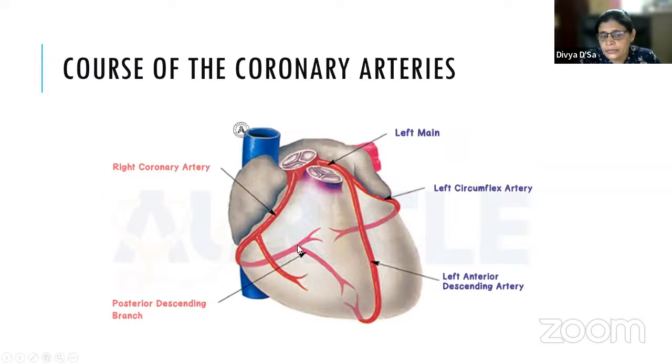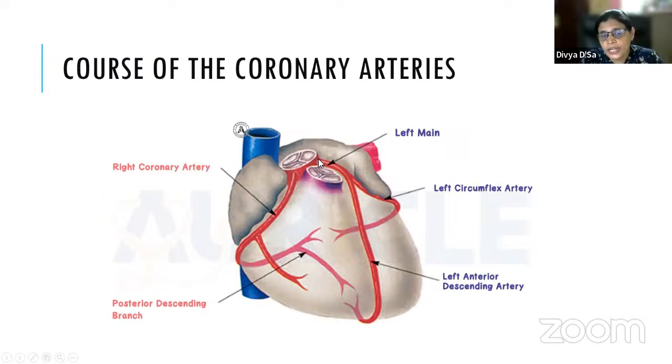And in some 10%, it will just go into the posterior interventricular groove. So these are the different terminations of the right coronary artery, but commonly it is at the crux.